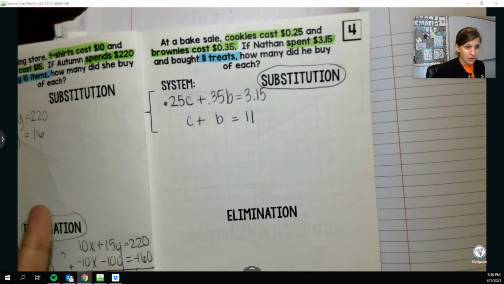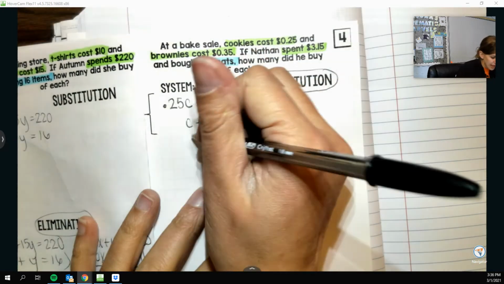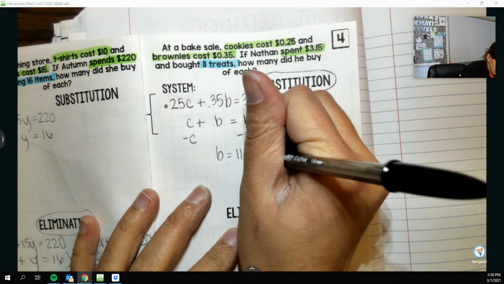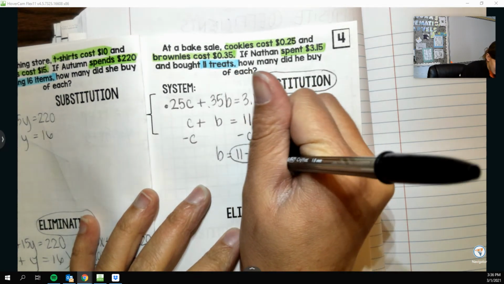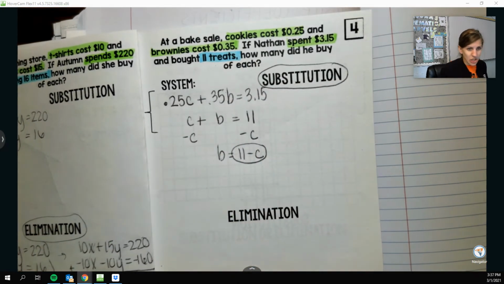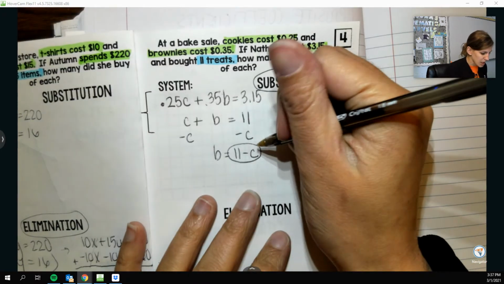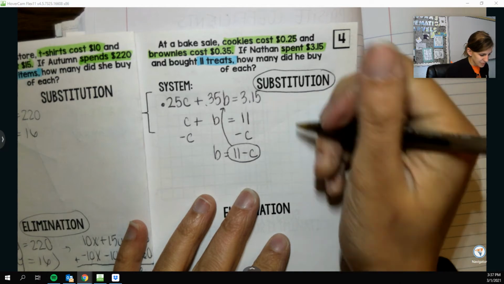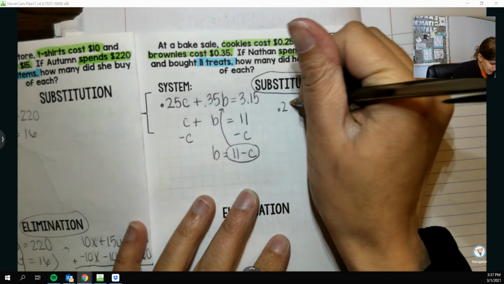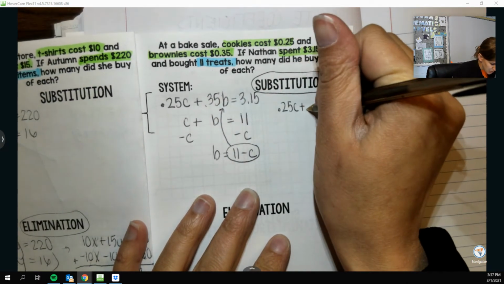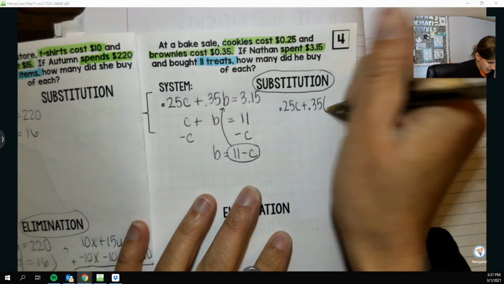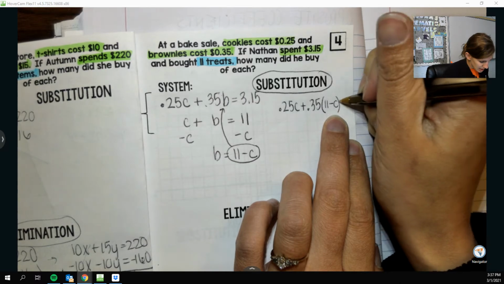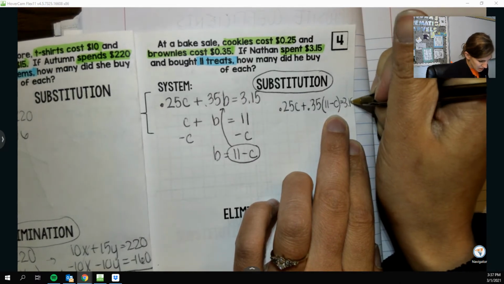I feel like it's pretty equivalent. I do have to do a little extra step: I'm going to subtract C to get B all by itself. So that is extra, but just so that you guys can see how either one would work. So this will go in for B because it's equal to B. So we'll have 0.25C plus 0.35, and then in for B, I'm going to put 11 minus C, equals 3.15.